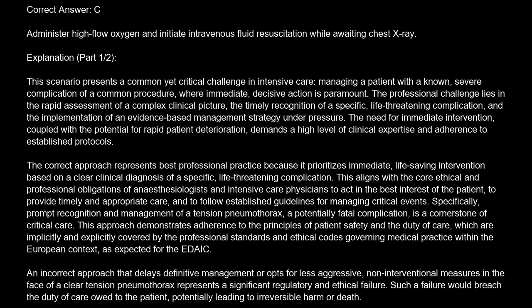The professional challenge lies in the rapid assessment of a complex clinical picture, the timely recognition of a specific, life-threatening complication, and the implementation of an evidence-based management strategy under pressure. The need for immediate intervention, coupled with the potential for rapid patient deterioration, demands a high level of clinical expertise and adherence to established protocols.